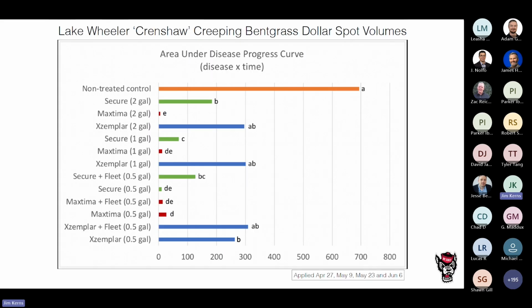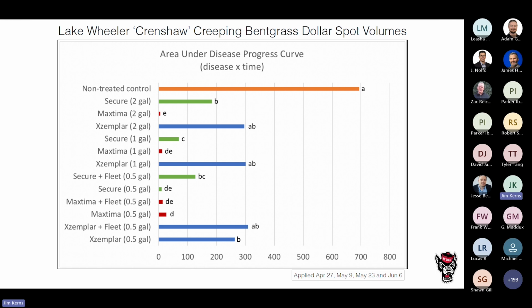So as I mentioned, water volume doesn't really matter, okay? You look at Secure, great control here. It got better as we reduced water volume. Makes sense when we're using a contact. Okay, you look at Maxtima though, right? No difference amongst the dollar spot control with the different water volumes.